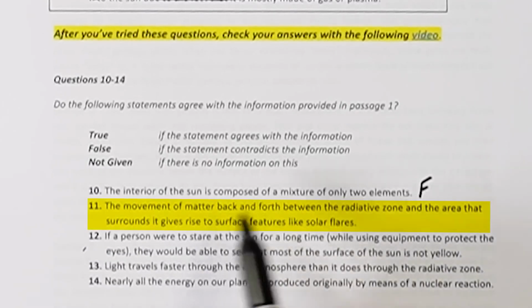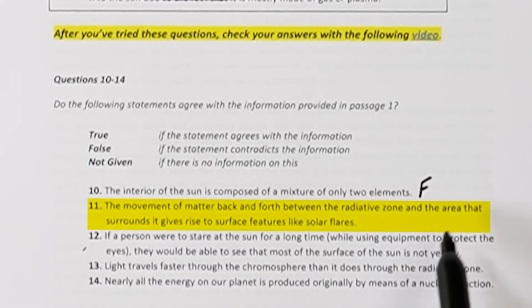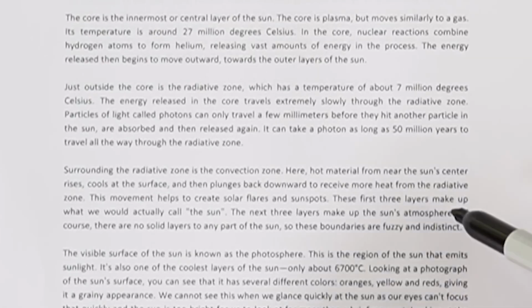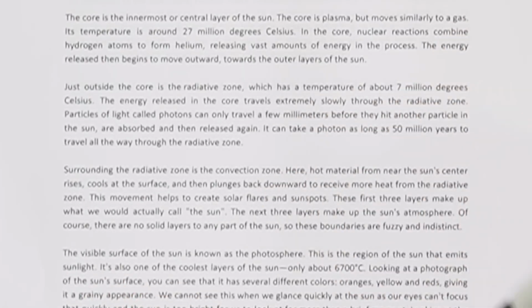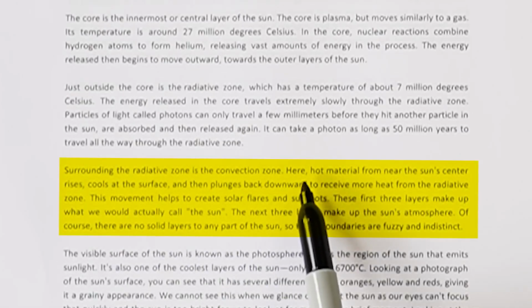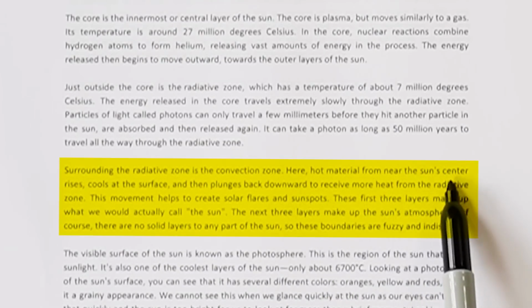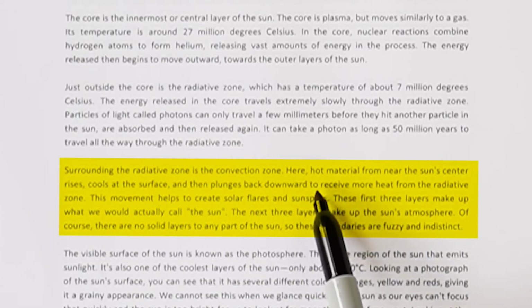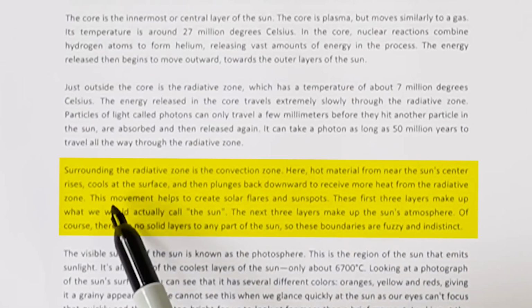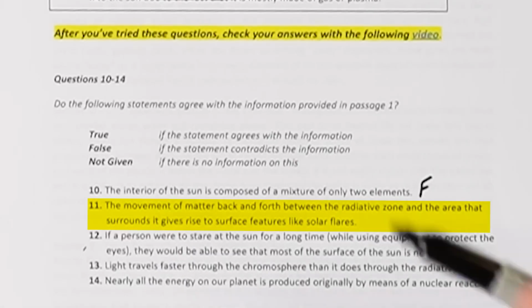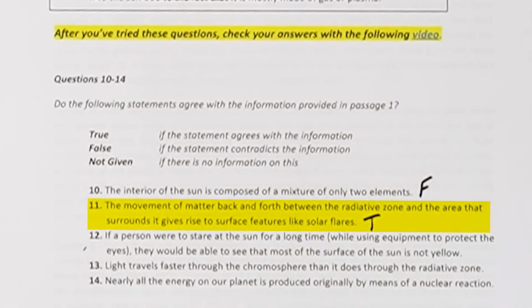The movement of matter back and forth between the radiative zone and the area that surrounds it gives rise to surface features like solar flares. So does it say anything about solar flares in this area? Surrounding the radiative zone is the convection zone. Here, hot material from near the sun's center rises and cools at the surface and then plunges back downward to receive more heat from the radiative zone. This movement helps create solar flares. So this is true, right? It says exactly the same thing.